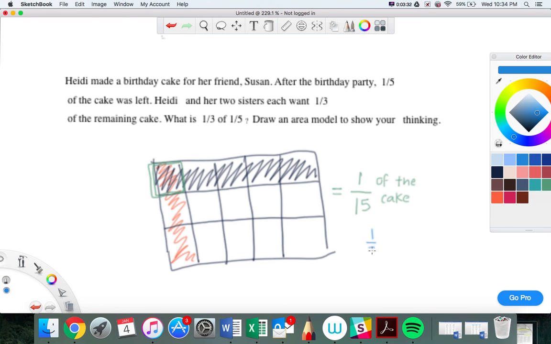So we started out with 1/3 times 1/5. And we're going to multiply across the top. So top times top, 1 times 1 is going to give me 1. And 3 times 5 will give me 15. So now I see I got 1/15, and I've checked my work. I know that everything looks good. My answer is 1/15.